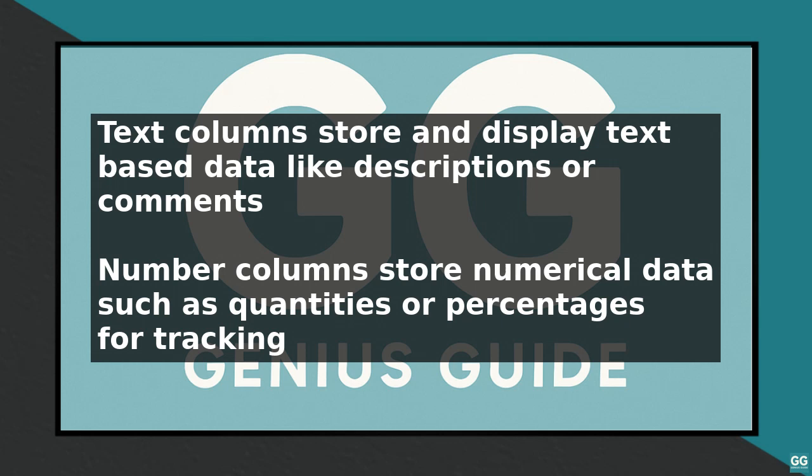Date columns are used to store dates and deadlines, while time columns are used to store time-based data, such as schedules or appointments. People columns are used to assign tasks or items to team members, making it easy to track who is responsible for each task.